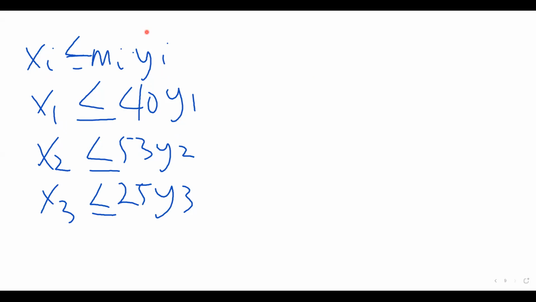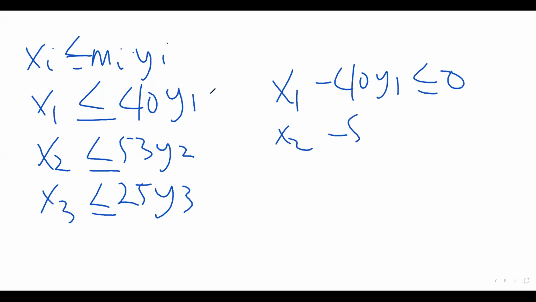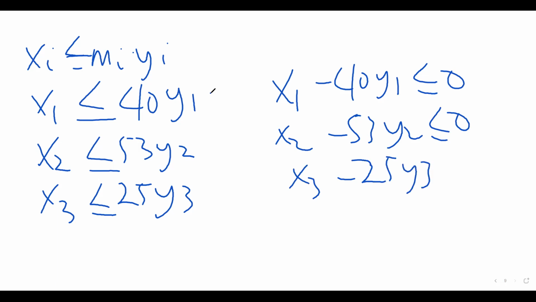So eventually I'm going to have this as x1 minus 40y1 less or equal to 0, x2 minus 53.33y2 less or equal to 0. I'm just moving them. x3 minus 25y3 less or equal to 0. So we are now going to add this to the constraints, and then that'll be it. Finished. As for all others, we know them already.